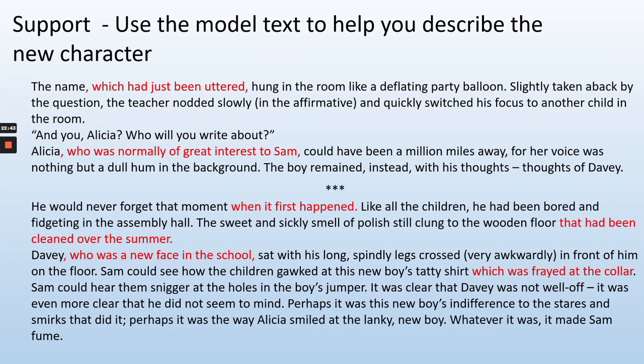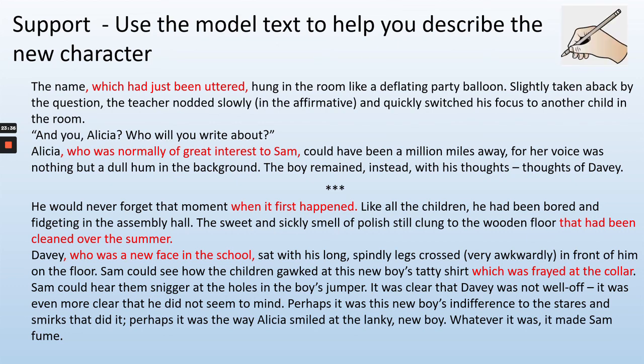Davy, who was a new face in the school, sat with his long spindly legs crossed very awkwardly in front of him on the floor. Davy could see how the children gawked at this new boy's tatty shirt, which was frayed at the collar. Sam could hear them snigger at the holes in the boy's jumper. It was clear that Davy was not well off. It was even more clear that he did not seem to mind. Perhaps it was this new boy's indifference to the stares and smirks that did it. Perhaps it was the way Alicia smiled at the lanky new boy. Whatever it was, it made Sam fume.